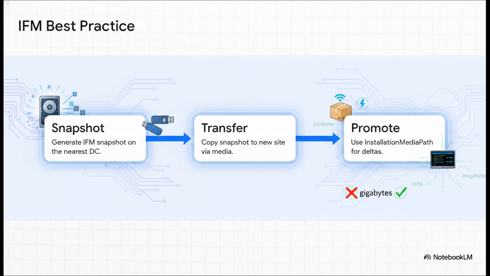By doing this, only the delta changes, just those tiny little differences made since the snapshot was taken, have to actually replicate over the WAN. You literally drop your replication traffic from gigabytes down to megabytes. In large enterprise environments, IFM isn't just an option, it is standard practice.